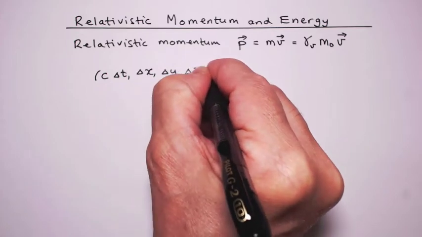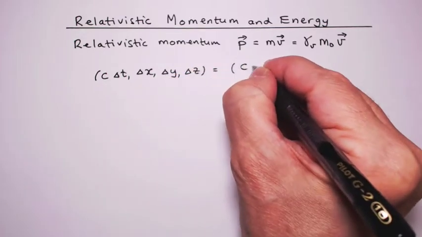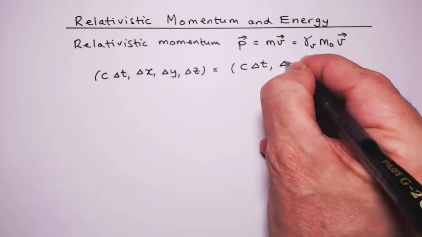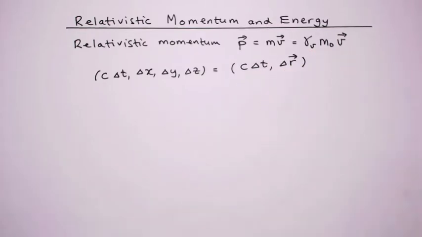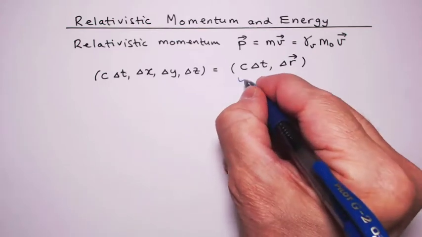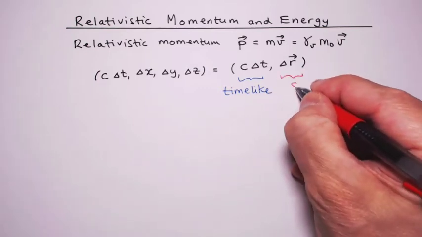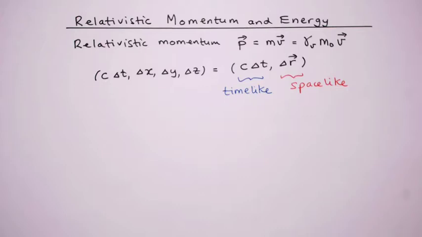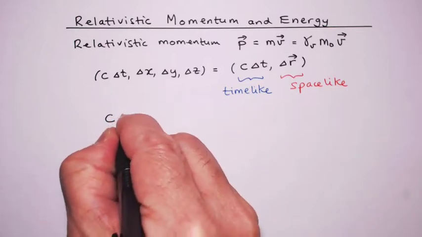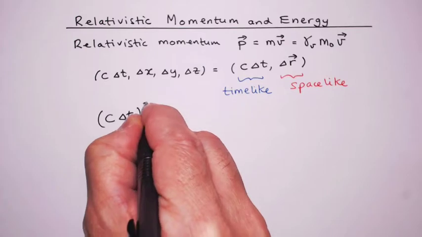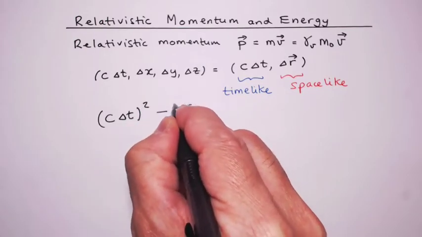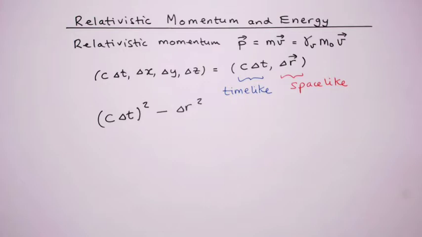cΔt, Δx, Δy, Δz are the four components, which can be written as cΔt and then Δr, where Δr is the space interval with its three space components. The first component is called the time-like part, and the three space components are called the space-like part. The invariant spacetime interval is calculated from the displacement 4-vector by squaring the time-like part and subtracting from it the squared magnitude of the space-like part.